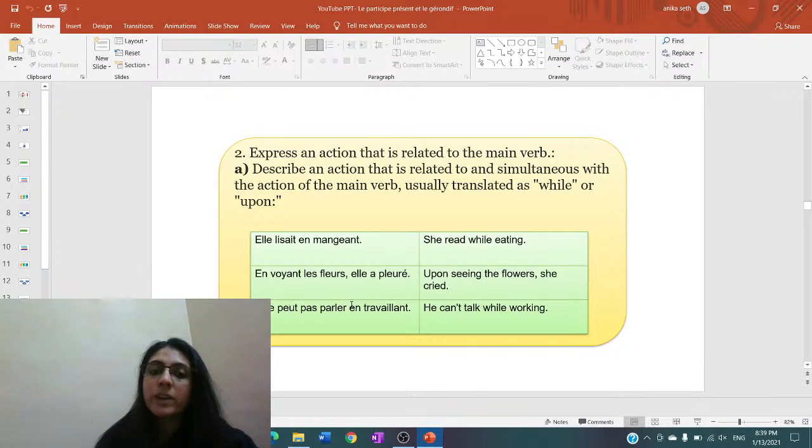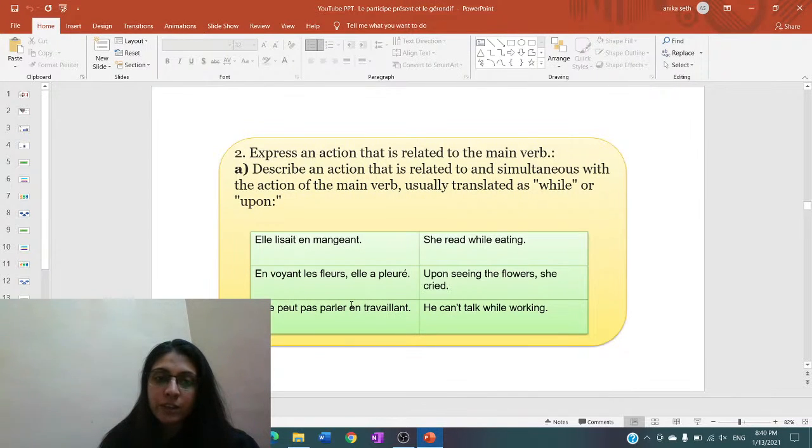Then the other use is to express an action which is related to the main verb. First of all, it describes an action that is related to and simultaneous with the action of the main verb, usually translated as "while" or "upon". So, elle lisait en mangeant. She read while eating. Elle lit comment? Elle lit en mangeant. How was she reading? She was reading while eating. So now we are getting the answer to the question comment. Here you cannot ask pourquoi. Pourquoi lit-elle? No, that's not the answer. Elle lit en mangeant. So we are getting the answer to comment.